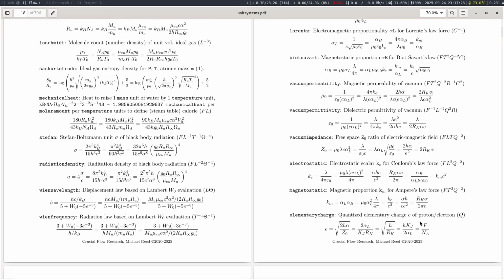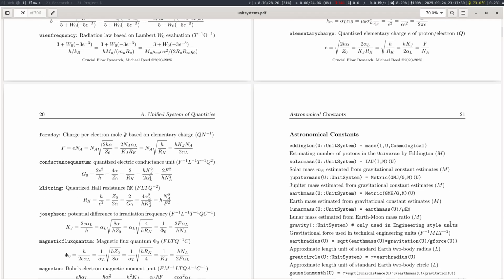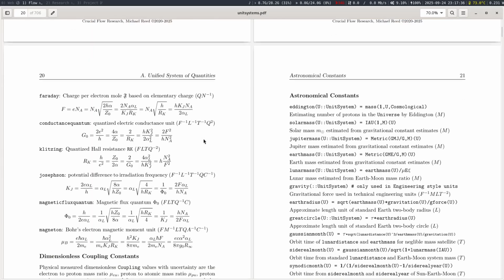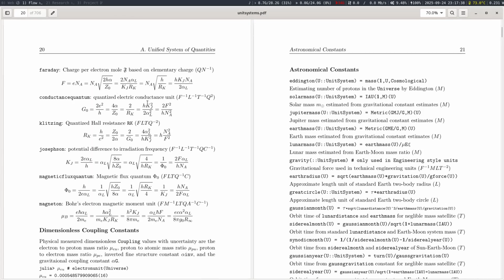Quantized elementary charge of proton-electron. Faraday charge per electron mole based on elementary charge. Quantized electric conductance unit, conductance quantum. Klitzing, the quantized Hall resistance. Josephson constant, potential difference to a radiation frequency. The magnetic flux quantum. And the magneton, Bohr's electron magnetic moment unit.